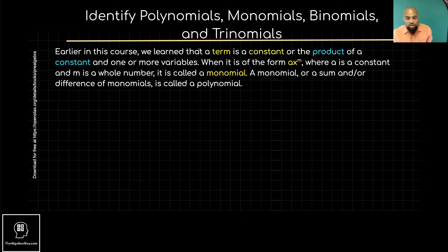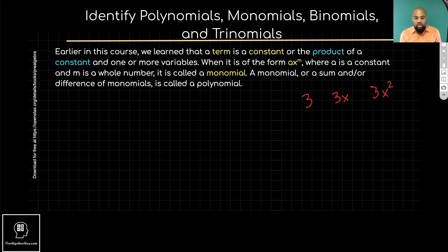Identifying polynomials, monomials, binomials, and trinomials. Now, if you're familiar with those prefixes bi, mono, and tri, it should be pretty easy for you because you can realize that mono is 1, bi is 2, and tri is 3. But 1, 2, and 3 what? So early in this course, we learned that a term is a constant or the product of a constant. So a term, let me illustrate this real quick just as a reminder. A term could be something like 3, or it could be some constant times a variable, right? 3x or 3x squared. All these are terms because they're multiplied to something else like a product. But all these are individual terms.